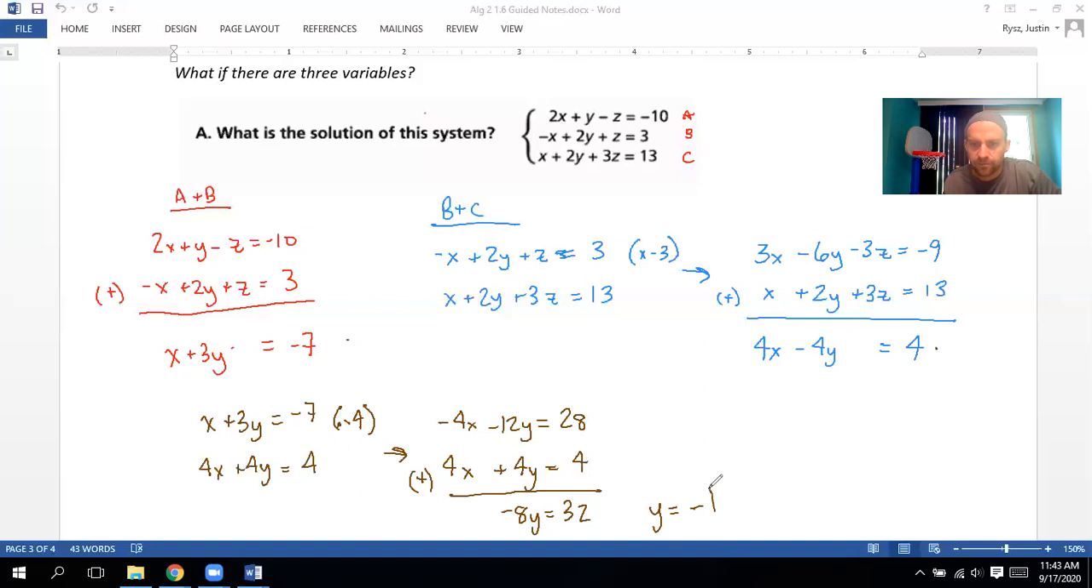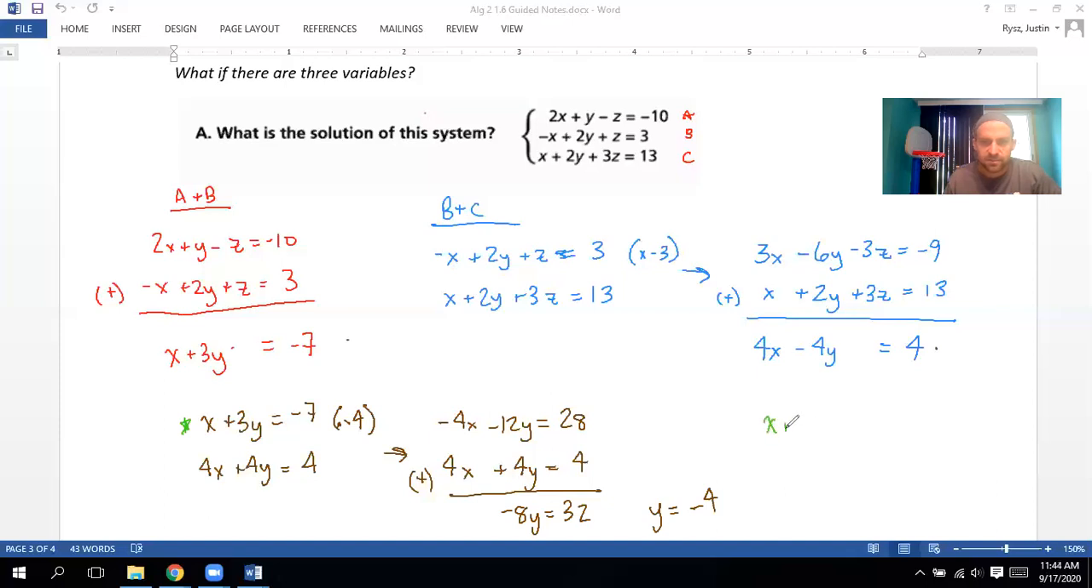be -4. This is where it becomes nice, because now that we got one key piece, everything just starts unraveling. So now that we know y is -4, we can find x by plugging it back into any equation. I'm going to plug it back into this one here because x is kind of by itself.